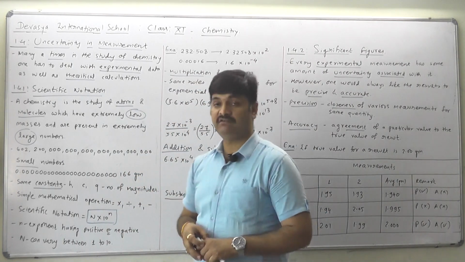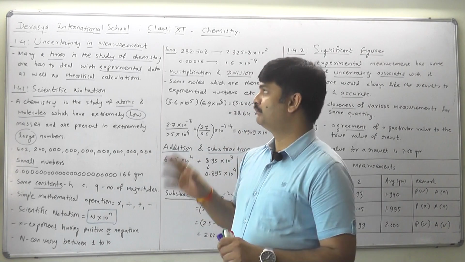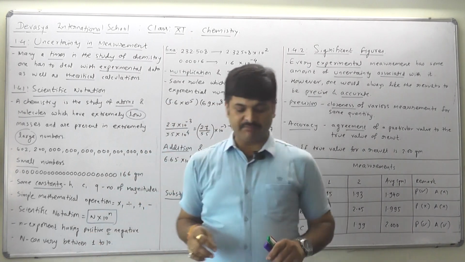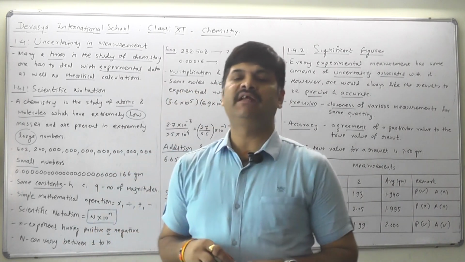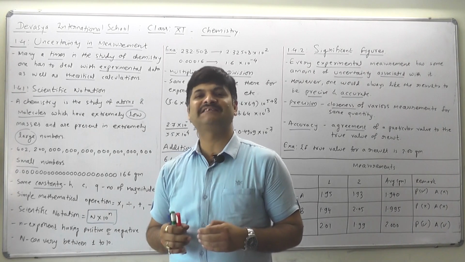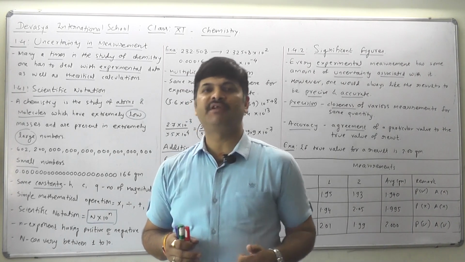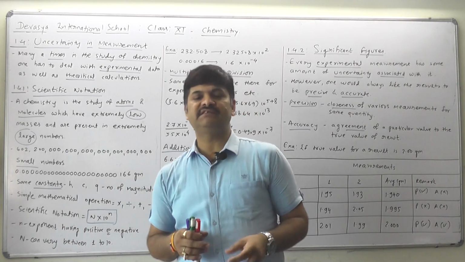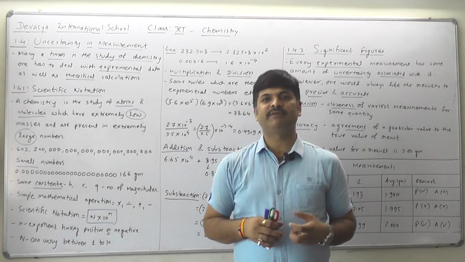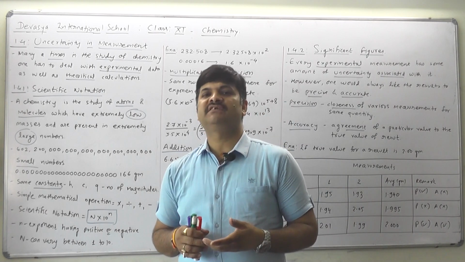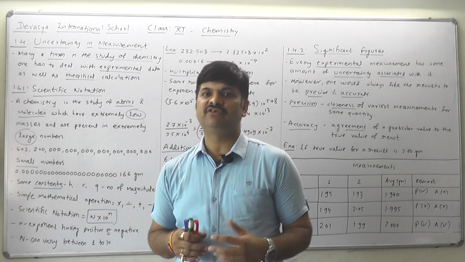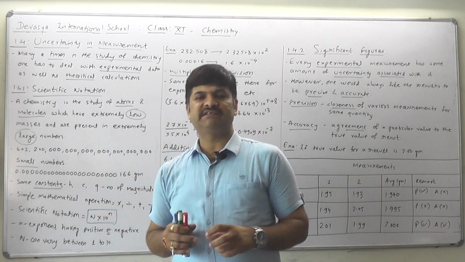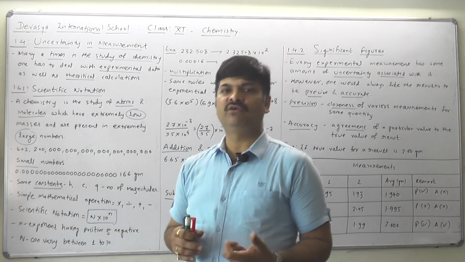In chapter number 1, our next topic is topic number 1.4, titled uncertainty in measurement. Whenever we perform any experiment in the laboratory and obtain a result, there are many possibilities. The result may be a large number or a small number, and many times the result we obtain is not accurate or not correct.